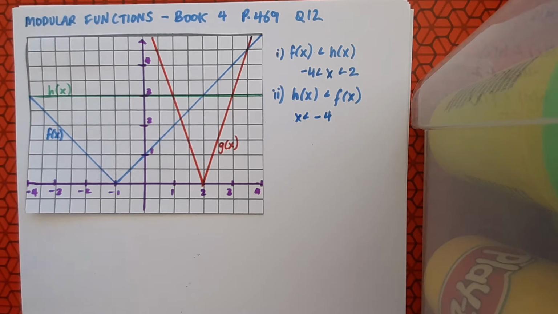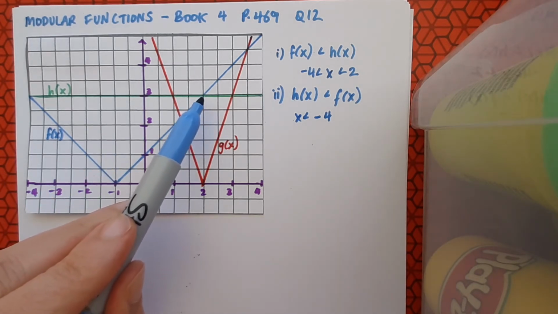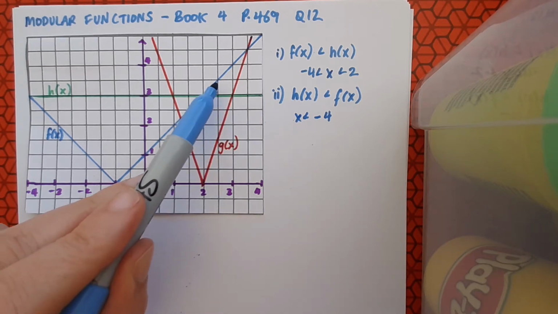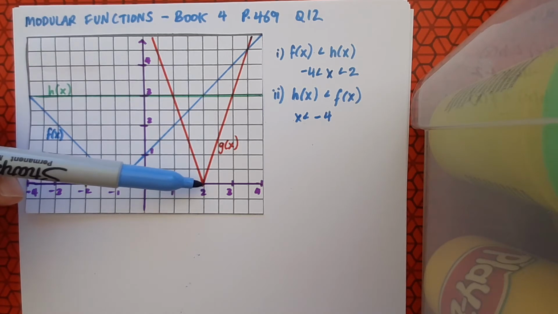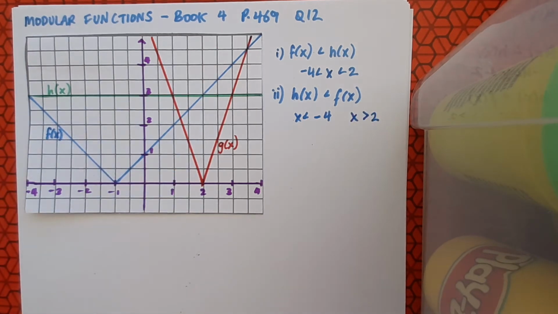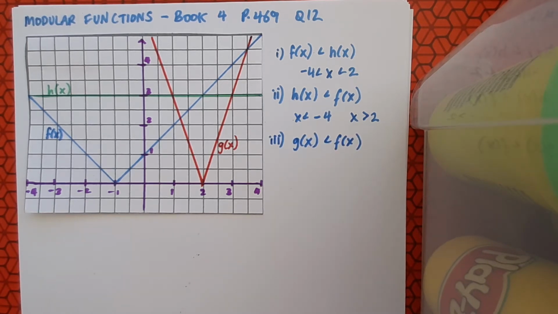And we can also see that it happens from this point on. So from this point on to the right, the green function is below the blue function. And that's from the value of 2 on the x-axis onwards. So the other part of the solution is x is greater than 2. So there's two areas, if you like, in the diagram where the green function will be below the blue function.